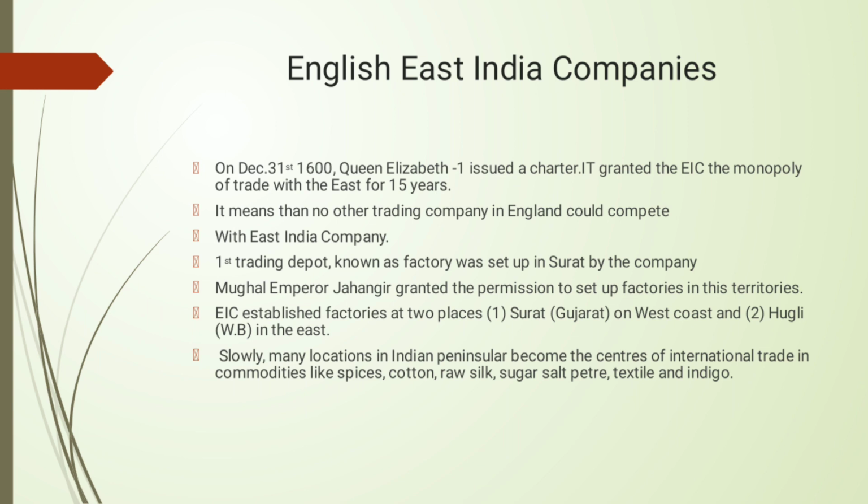Now, as time passed, in the coming time, in the coastal areas of the Indian peninsula, many centers had generated, the international trade centers, where different commodities were being merchandised, like spices, cotton, raw silk, sugar, salt, pepper, textile, and indigo. So due to this, the trading which was going on with the East India Company started flourishing.